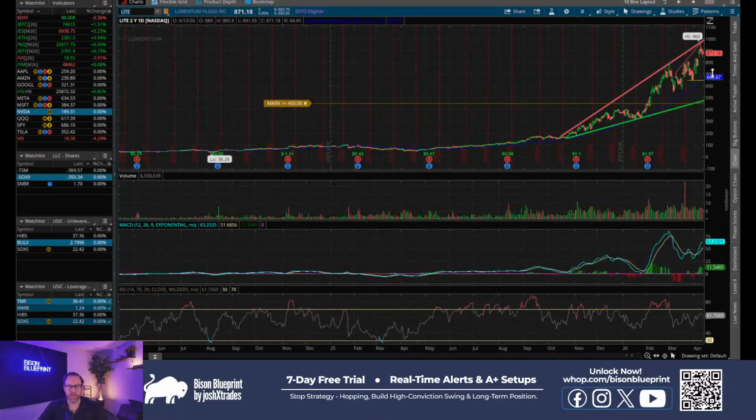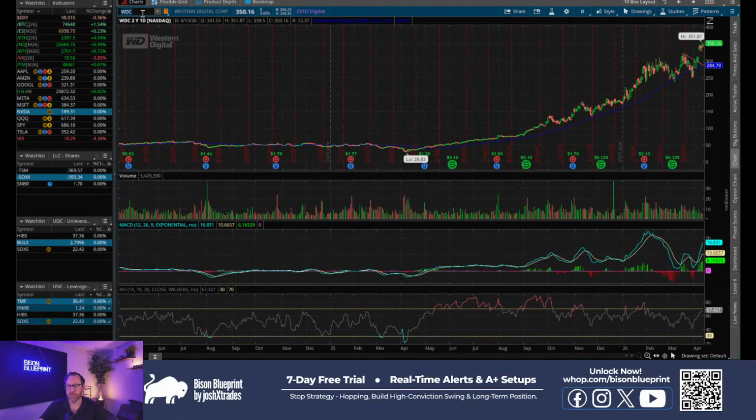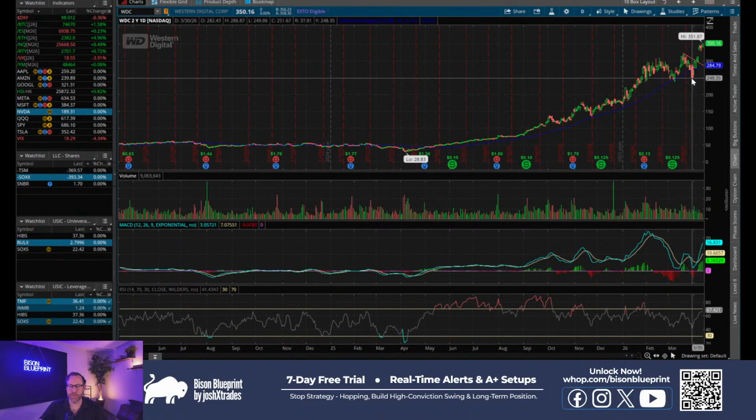Another name, Lumentum, had a similar move. Was already up there pretty big, but went from 650 to 960. Just what's that, about a 50% move. So just crazy stuff on some of these names. What else was there? Western Digital. Yeah, just this one breakdown broke through this trend line. Just insane stuff. I haven't seen anything like this in a really long time. This is just absolutely ridiculous stuff.